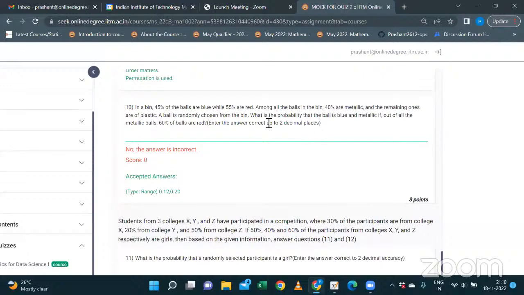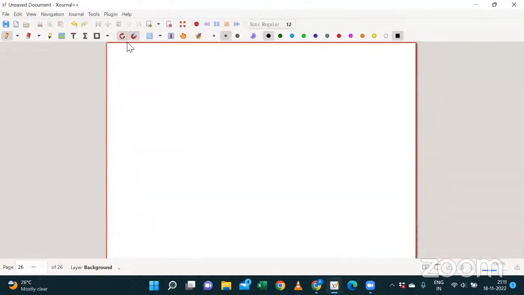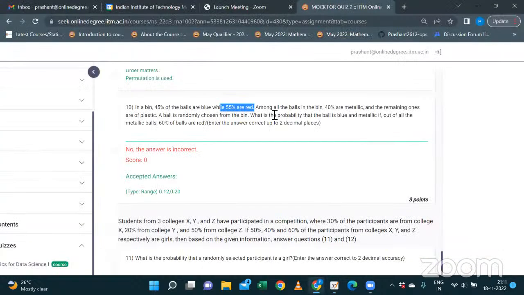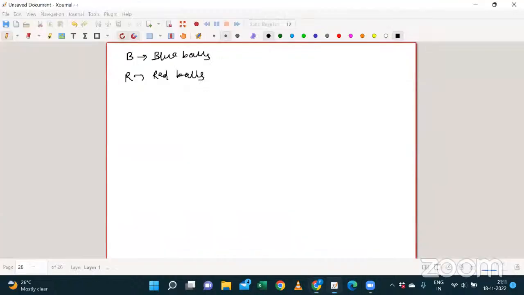In this question, you heard that, right? The question says 45% of the balls are blue while 55% are red. So I can make the event B for blue balls and R for red balls. Just write what's given in the question. Among all the balls in the bin, 40% are metallic and the remaining ones are plastic. So I take the event M for metallic and P for plastic. So far it is clear.